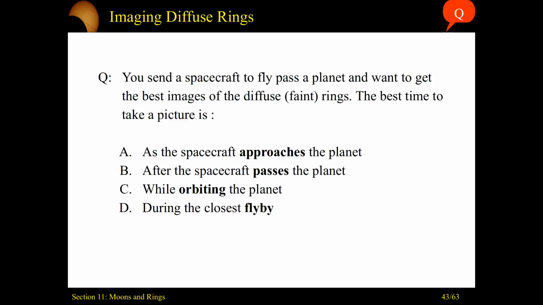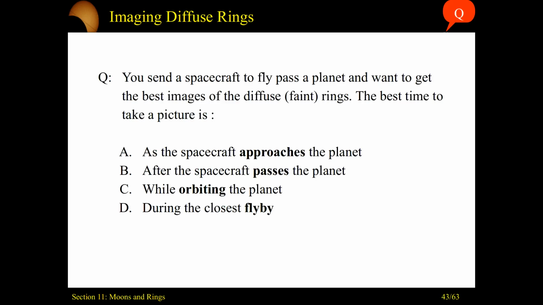So discussing these diffuse rings, if they're not so well defined, their boundaries are hard to detect. Well, what's the best way to get images of these diffuse rings? So in the problem setup, let's say you're sending a spacecraft out there, flying towards the planet, and you want to get the best images, or at least the best chances of getting pictures of the diffuse rings. When do you start taking your pictures? What's the best time to do it? As usual, go ahead and pause, think about your answer, and come right back.